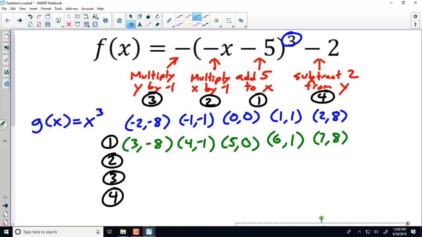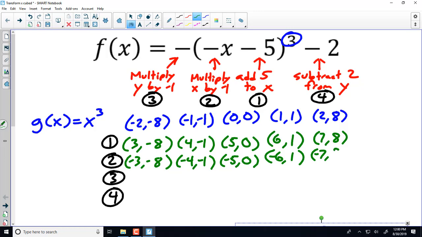Next step. Leave the y's alone again, but multiply all the x's by -1. (-3, -8), (-4, -1), (-5, 0), (-6, 1), (-7, 8). Left the y's alone, multiplied all the x's by -1. Now we're done with the x's.